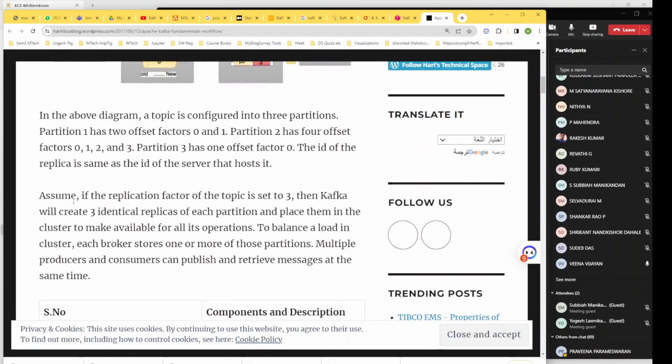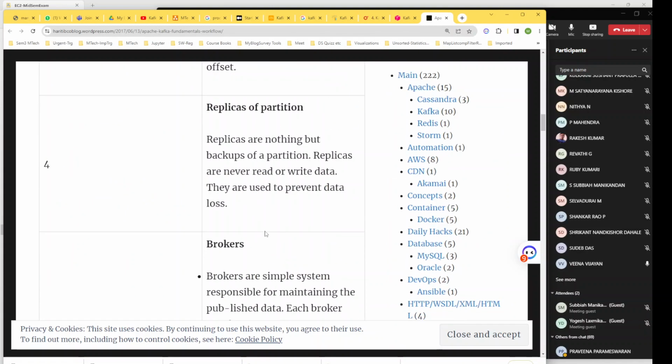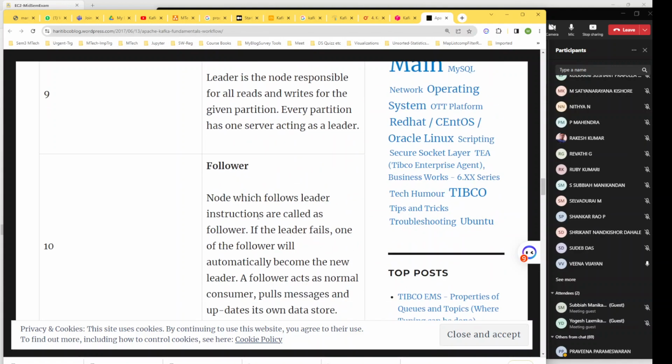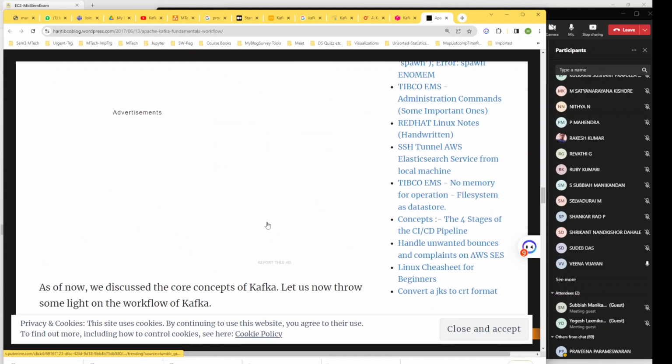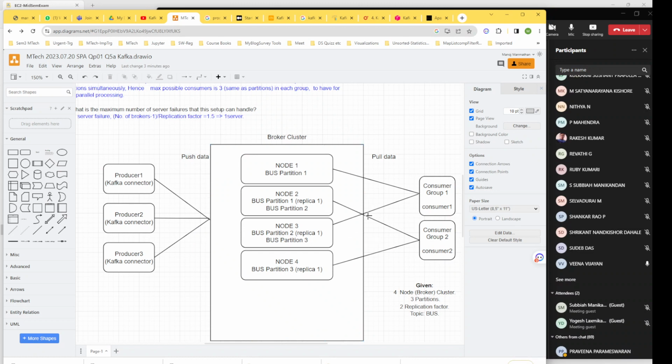Here they mentioned it like that: to balance the load, each server stores one or more of those partitions. So this diagram we need to modify in the output, maybe, right? It's creating confusion about which to take, or how to separate the partition replica and leader.